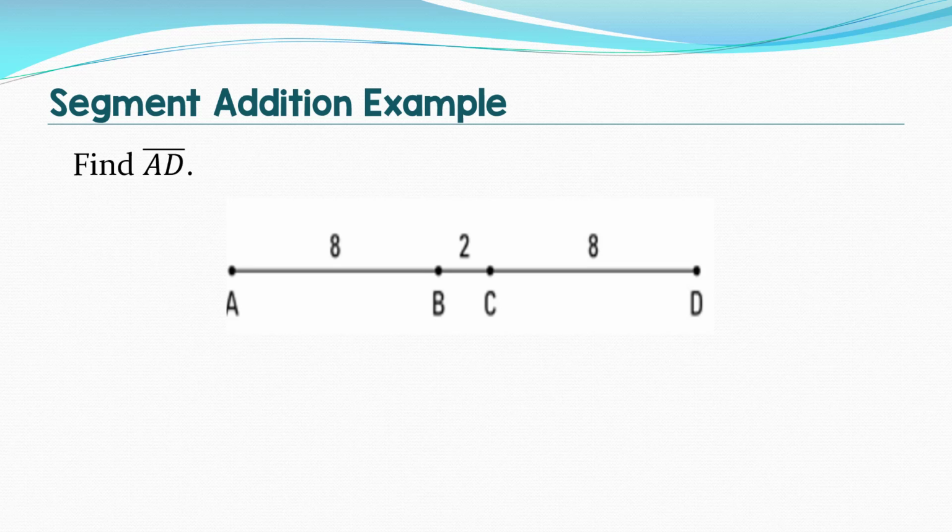So here, if we wanted to know the length from A to D, we would simply add up 8 plus 2 plus another 8. And the total would be 18. So we could say that AD is 18 units long.